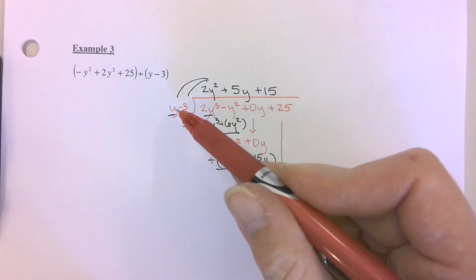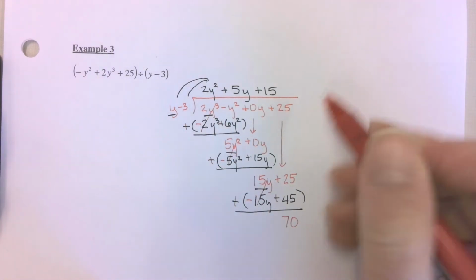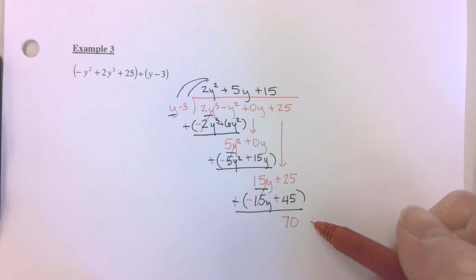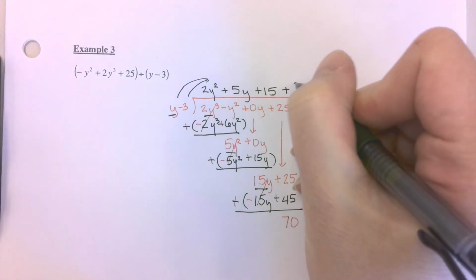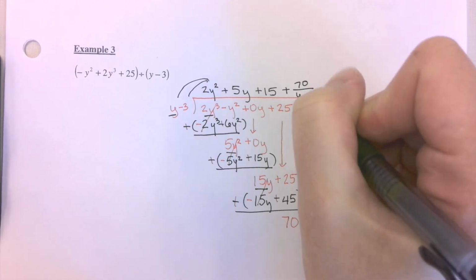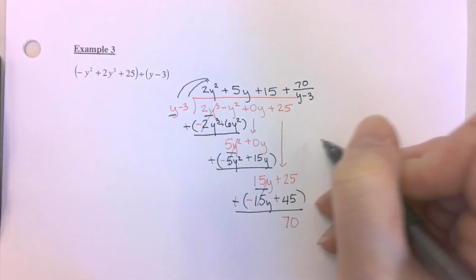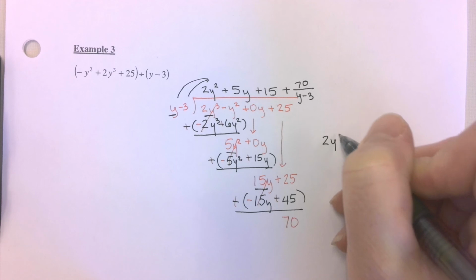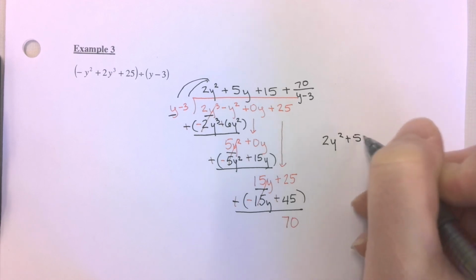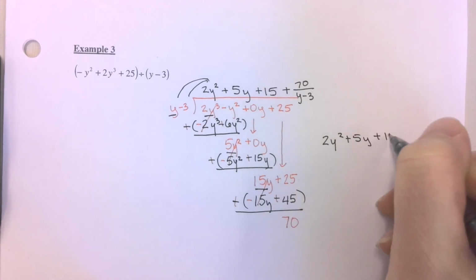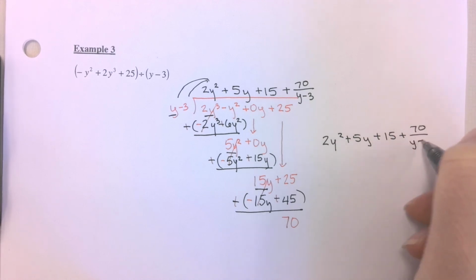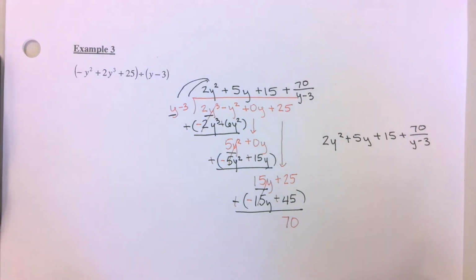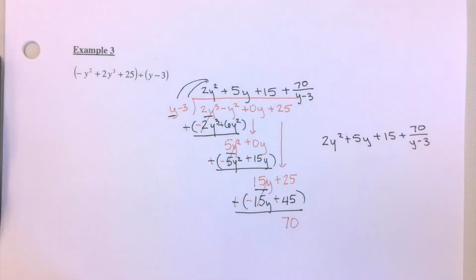There is no way to make a y into a 70. There is no extra number to bring down. So 70 is my remainder. So I'm going to go ahead and add on 70 parts of y minus 3. So the final answer is 2y squared plus 5y plus 15 and a remainder of 70 parts of y minus 3.